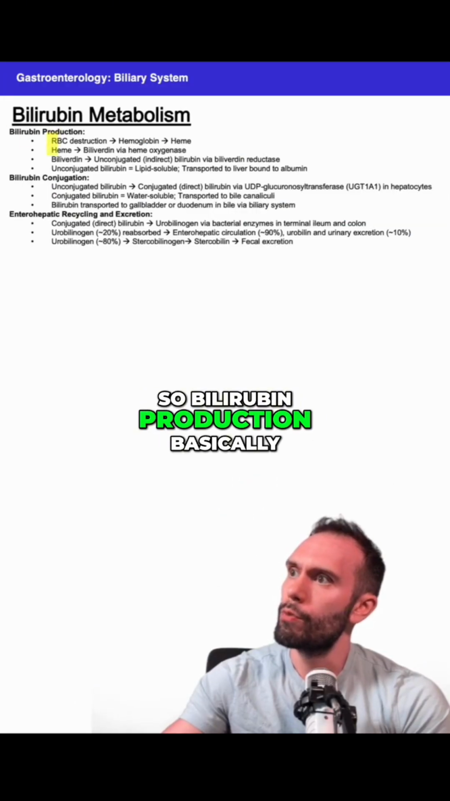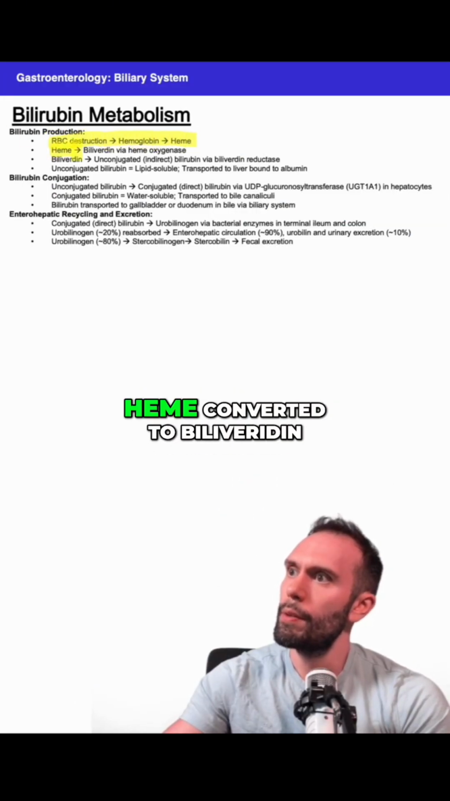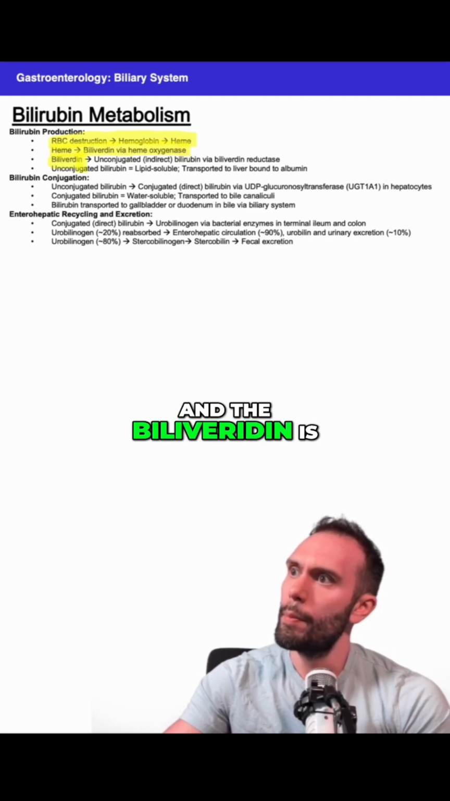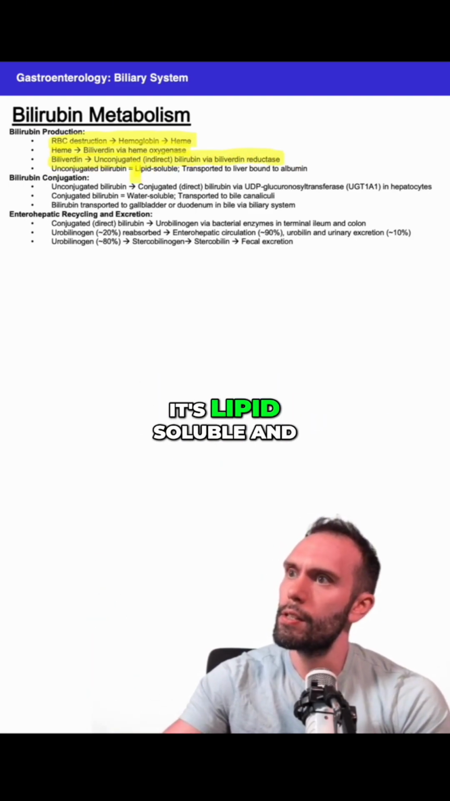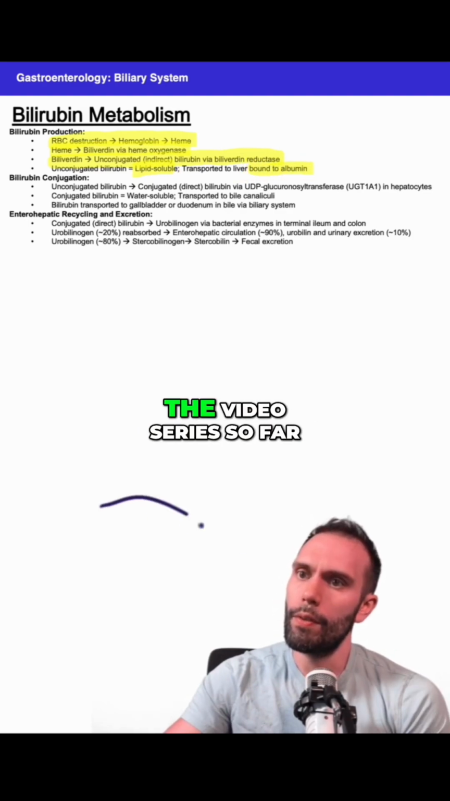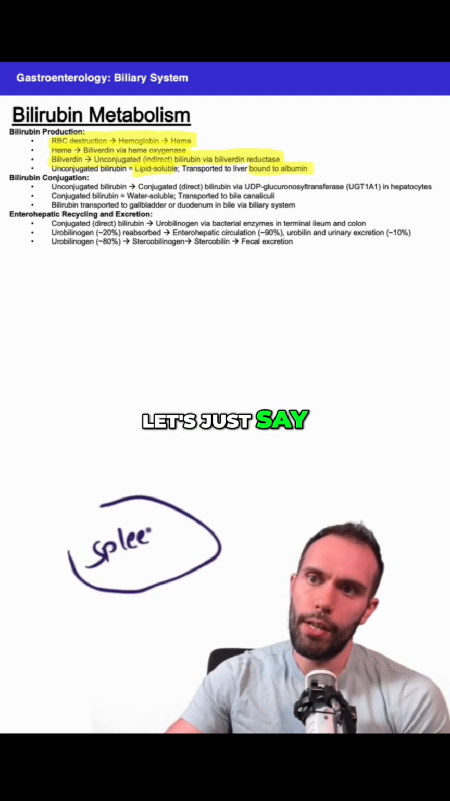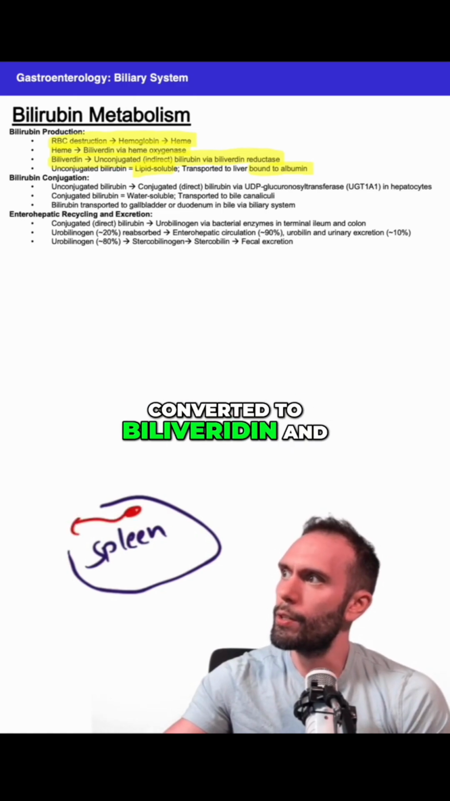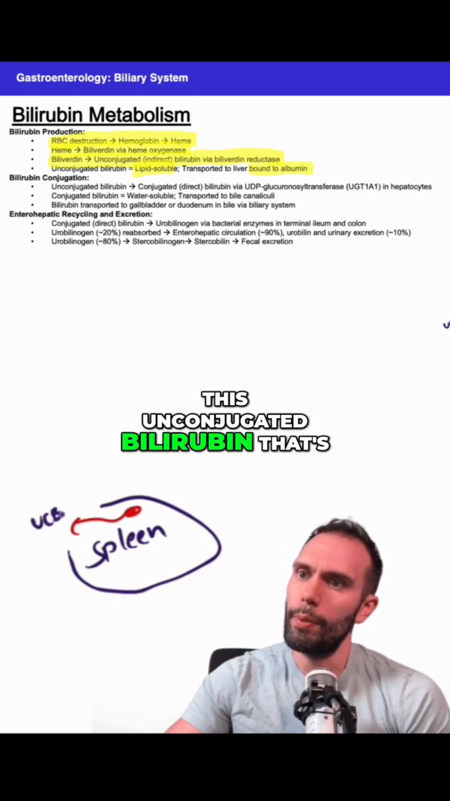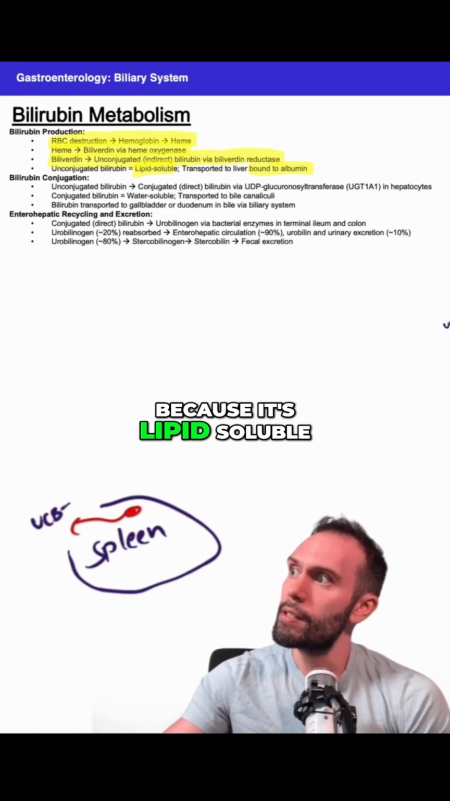So bilirubin production basically comes from the destruction of red blood cells that eventually will have heme converted to biliverdin via heme oxygenase, like we said, and the biliverdin is eventually then converted to unconjugated bilirubin via biliverdin reductase. That unconjugated bilirubin, like we just said, is lipid soluble and it's going to be bound to albumin in the blood. If you've been following the video series so far, you might recall that this senescent red blood cell goes through the red pulp of the spleen and is eventually phagocytosed, and heme is eventually converted to biliverdin and then eventually converted to this unconjugated bilirubin that's now bound to albumin because it's lipid soluble, right?